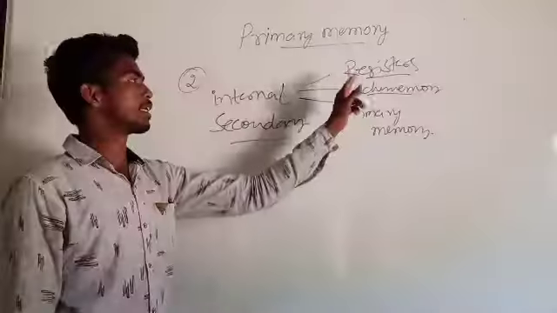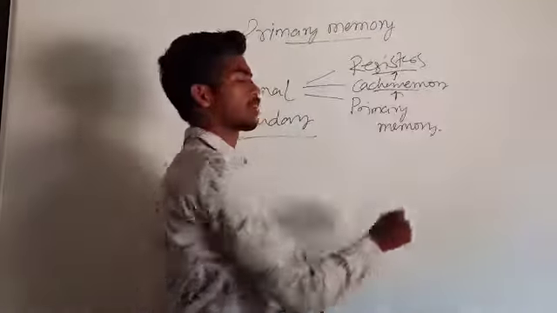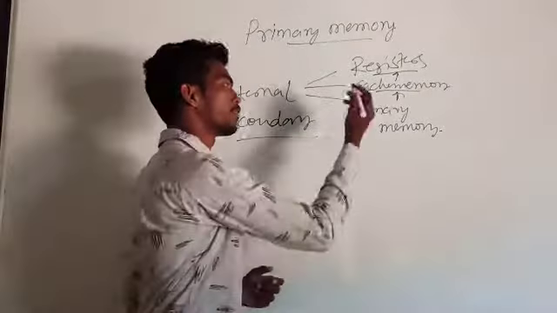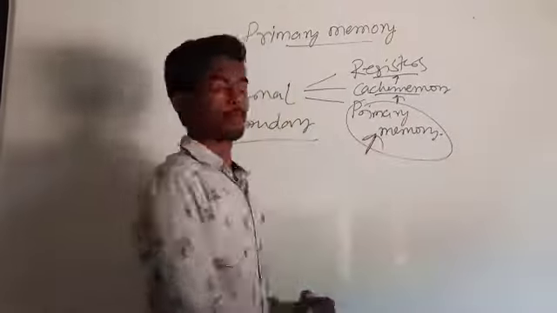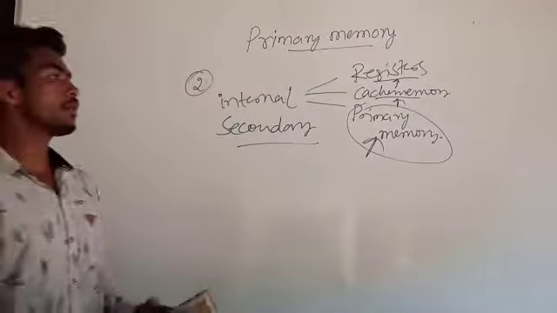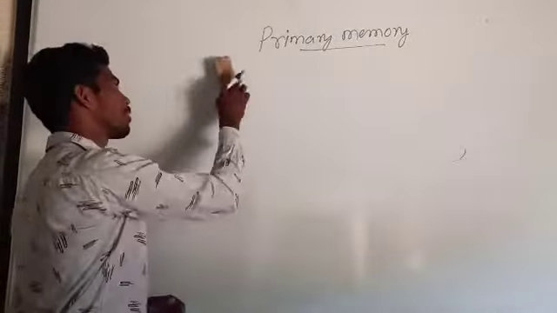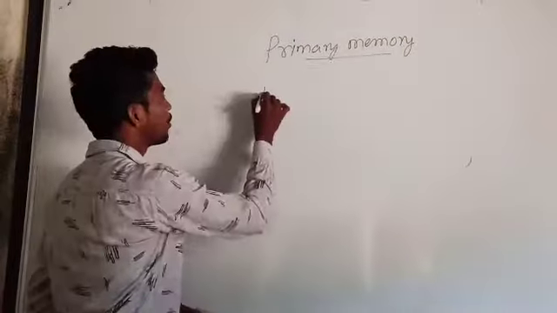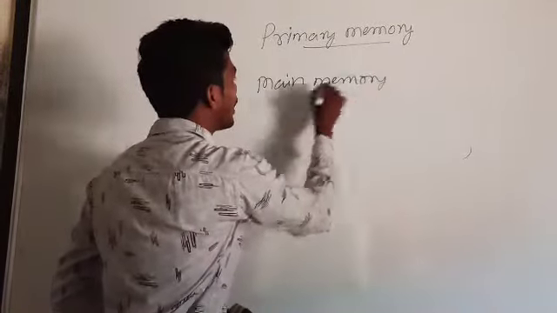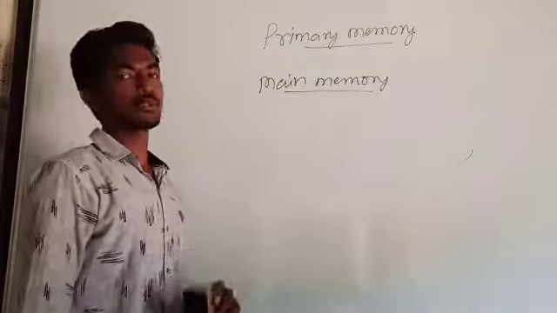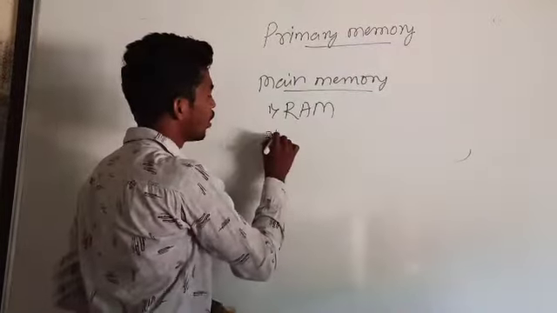What do you mean by a register, and what are the different types of registers and cache memory? What are the features of cache memory and the different types of cache memory? In this video lecture we are going to discuss primary memory, which is nothing but the main memory. It's a type of internal memory, and it's also called the main memory of a computer. In this main memory we have two different types: one is RAM and another one is ROM.